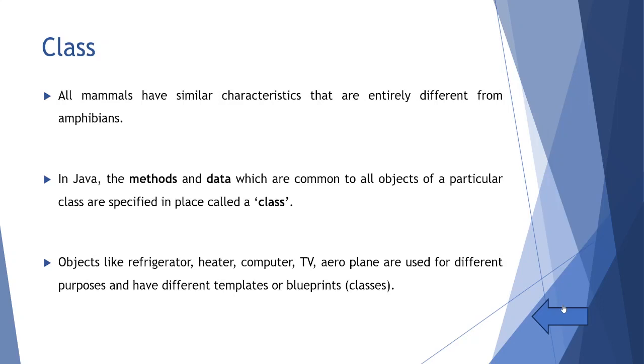In Java, methods, we will see what are methods, and data also, which are common to all objects of a particular class, are specified in a place called class. Now we are saying class means the template or blueprint. Objects like refrigerator, heater, computer, TV, aeroplane are all used for different purposes and have different templates, which are known as classes in Java. In an object-oriented programming language, class is known as a template.